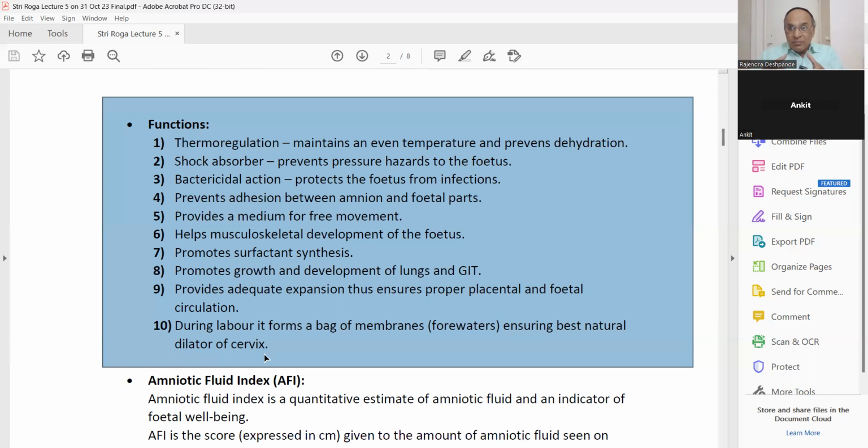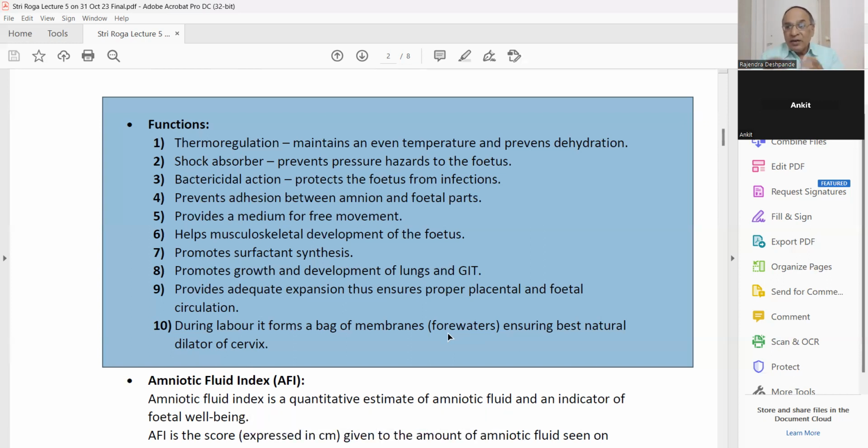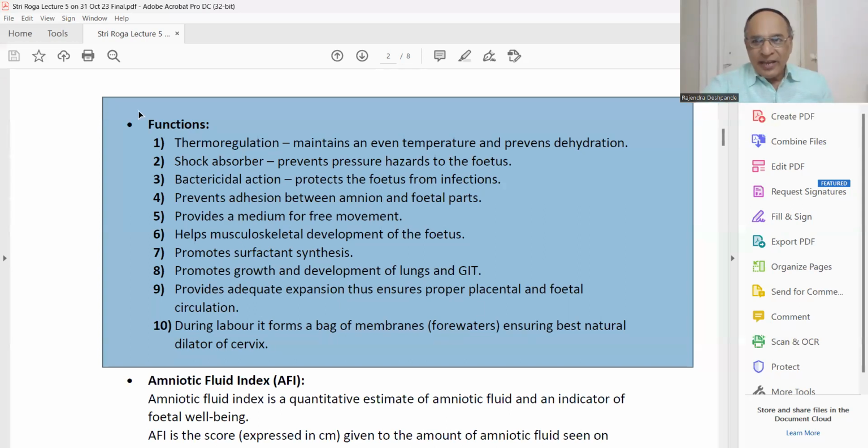But before the head comes, that bag, the amniotic sac, bursts because of the pressure. And that is called, please write down this word, forewaters. F-O-R-E. Forewaters mean the water coming at the time of delivery before the baby's head comes out. It is called bag rupture, and that is the most important indication that very soon there will be delivery. The water leaks out first and then slowly the delivery takes place.